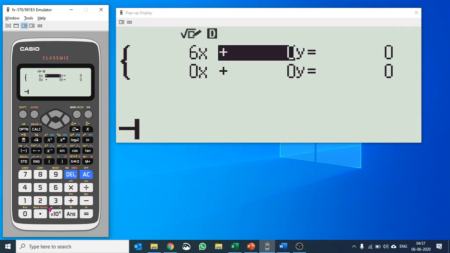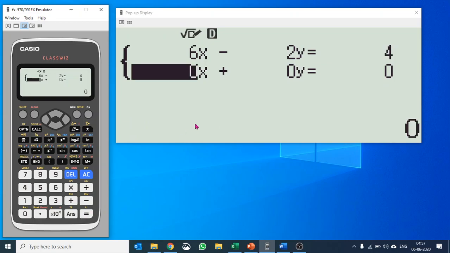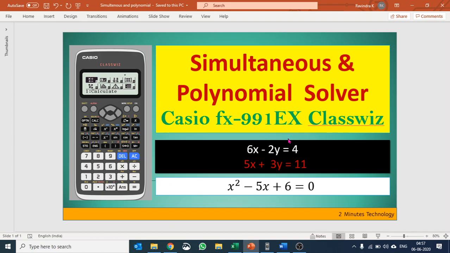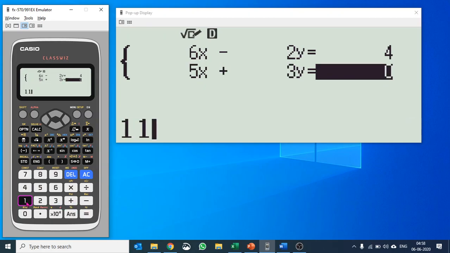6, minus 2, 4. Please remember here the equation format is ax plus by equals c, same as we have. If the question is ax plus by plus c equals 0, you need to change the constant term. Okay, and the coefficients for the second equation are 5, 3 and 11. So I'll put in 5, 3 and 11. So we have the coefficients and constant term entered.